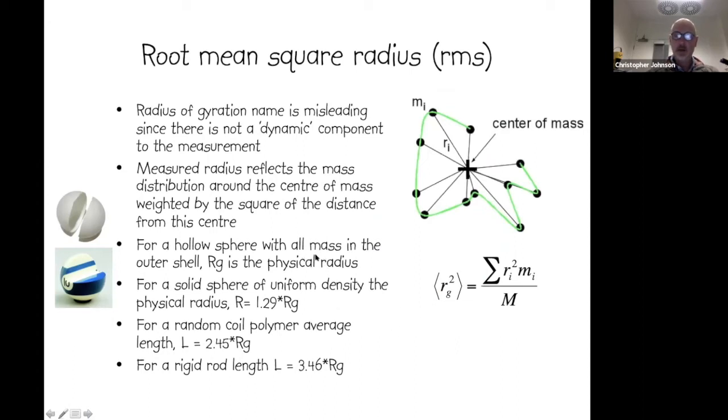The easiest way of visualizing that is if you have a hollow sphere like a ping pong ball, then the radius of gyration will correspond to the physical radius of this particle, because all of the mass is equally distributed from the center of mass. When we have a solid sphere like a billiard ball of uniform density, then the physical radius of this ball will be larger than the radius of gyration, because some of the mass is nearer to the center of mass. And you can develop other relations for random coils or rigid rods in terms of the relation between the physical size and the radius of gyration.